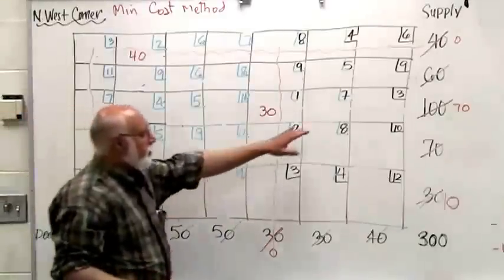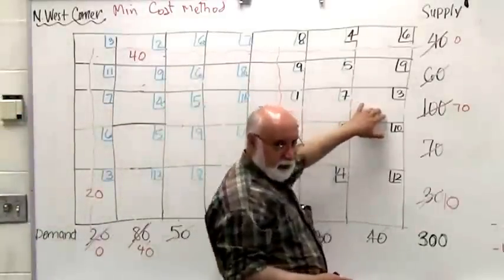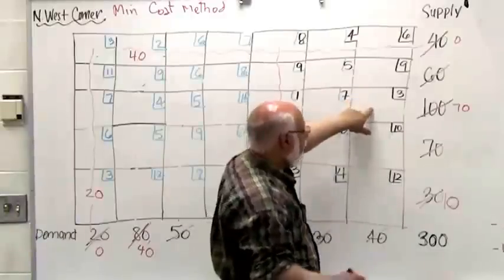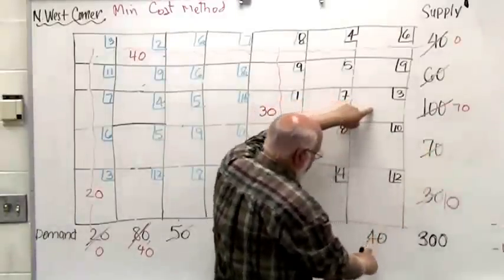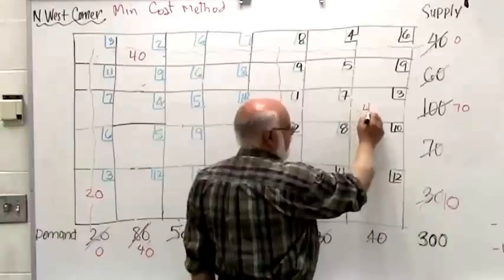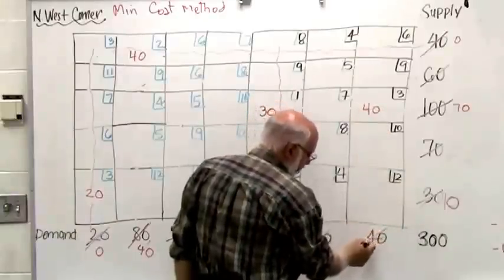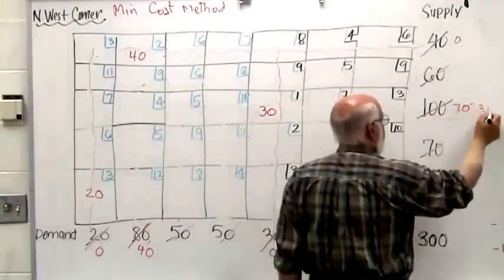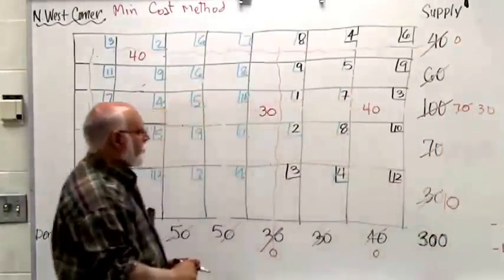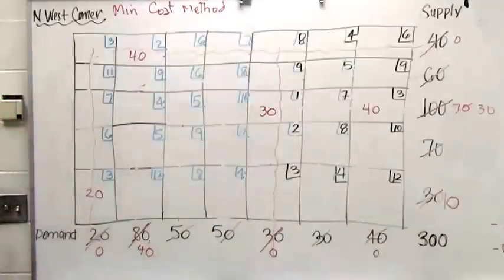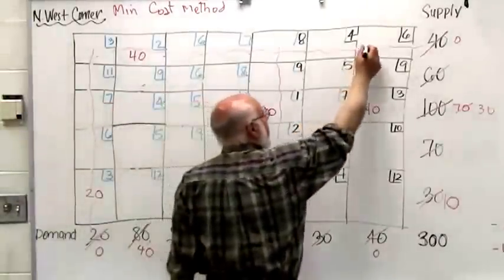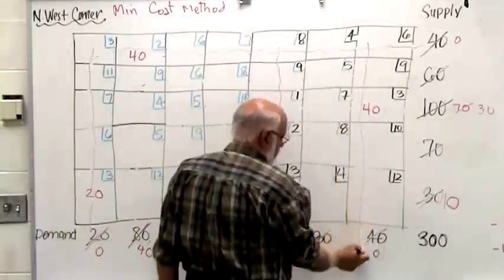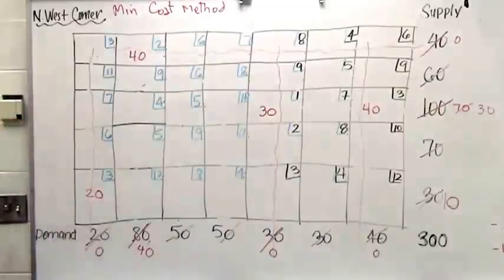The next 3 is here, and it is still available. So I'm going to assign that value. Between 70 and 40, I can assign 40. That will take that to 0, and this to 30. This column is no longer considered.